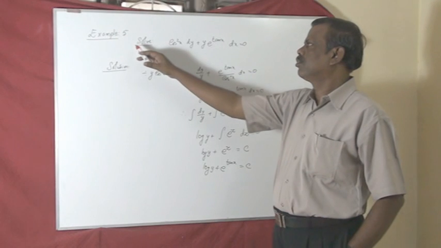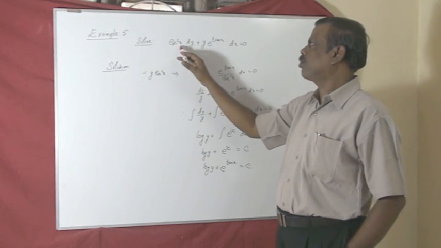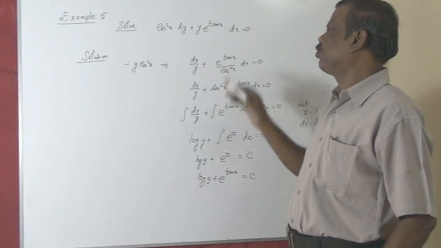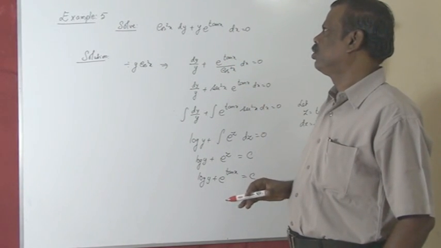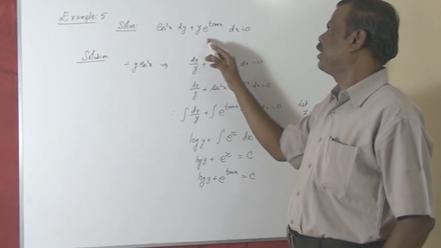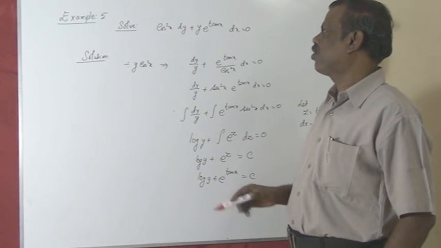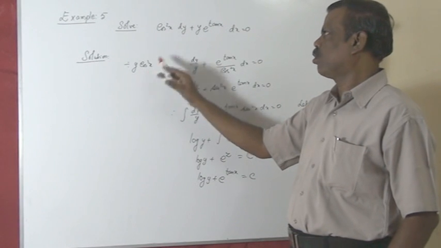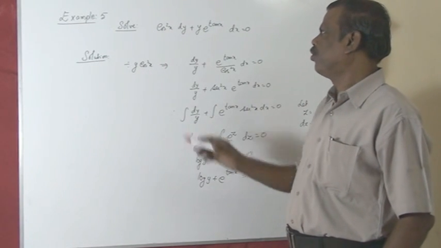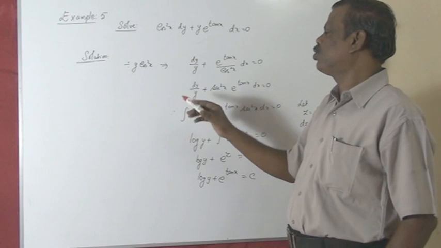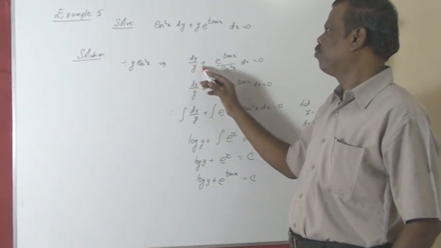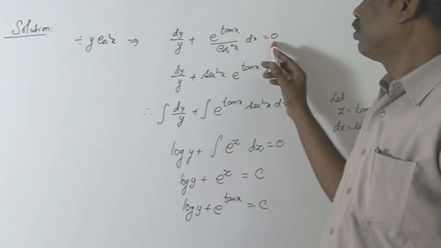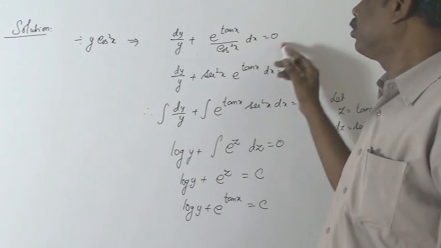Example 5. Solve cos square x into dy plus y into e power tan x into dx is equal to 0. Here the variable has not been separated. So for that purpose, I am dividing throughout by y cos square x. Therefore, this equation will be reduced to dy by y plus e power tan x divided by cos square x into dx. Now the variable has been separated.